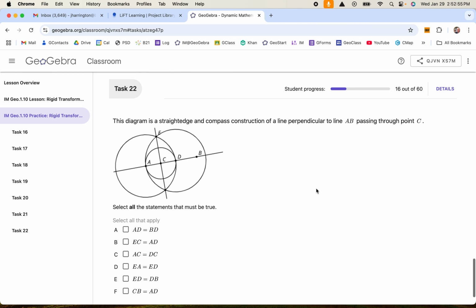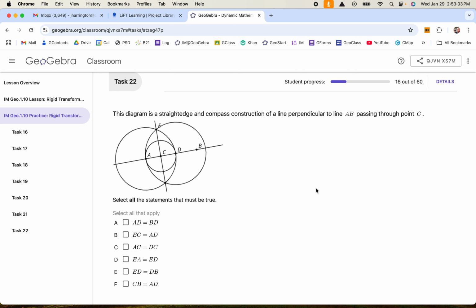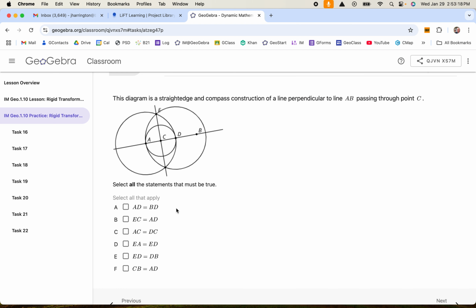All right. Here we go, task 22. This diagram is a straight edge and compass construction of a line perpendicular to line AB. So here's line AB. Select all the statements that must be true, based on this information. A is going to be the center of this circle, D is going to be the center of this circle, and C is going to be the center of this circle. And we've already been told that this line going through here, EC, is perpendicular to line AB.